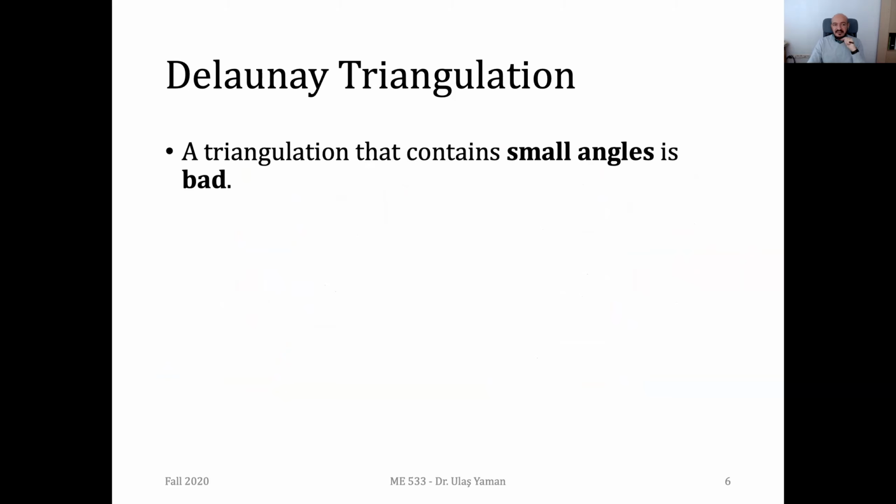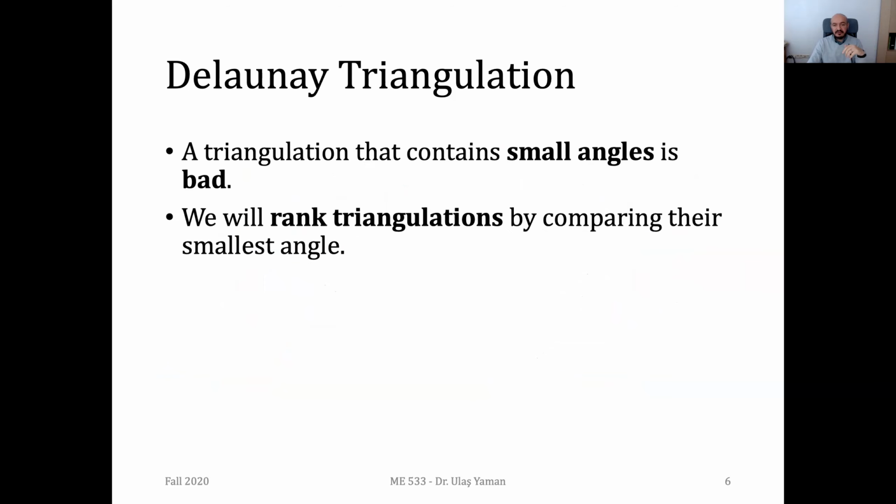So the thing is that a triangulation which has small angles is bad. That will be our assumption, and we are always looking for triangles having larger angles. For instance, if you have a triangulation, you see we have low angles all around here, large ones here. We don't want to have such a triangulation.